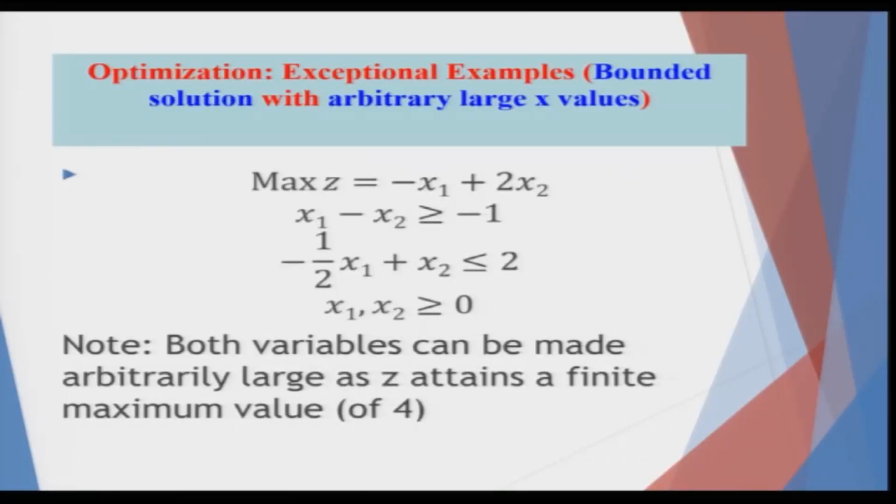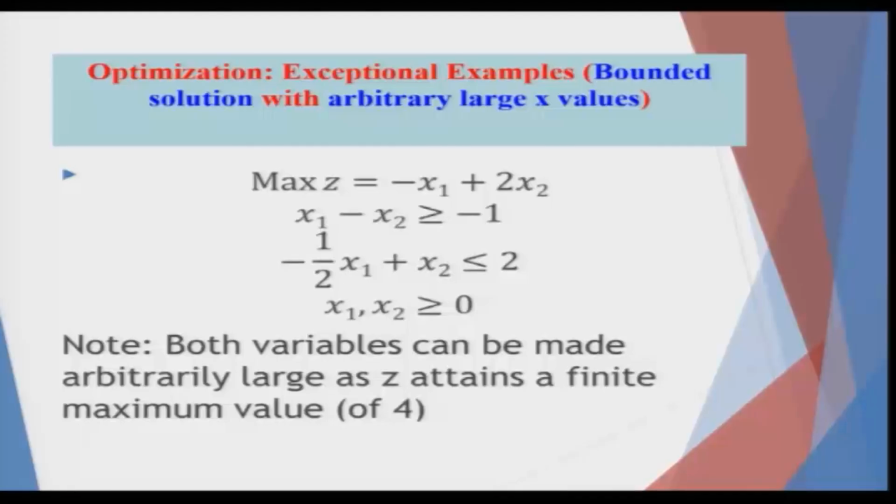So, the maximization objective z is minus x1 plus 2 x2, and the constraints are x1 minus x2 is greater than minus 1, and minus half of x1 plus x2 is less than 2. These equations which I am drawing, please use Excel to draw and double check that what I am showing exactly matches, because I am more interested in showing you how the feasible region looks, how the x values are unbounded or bounded, and how the z value can be infinite or bounded.